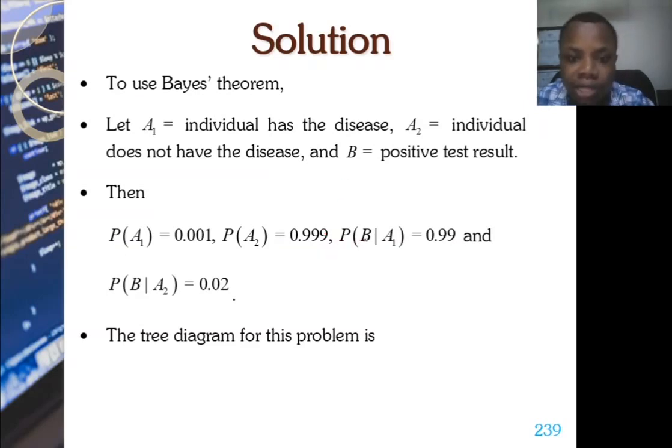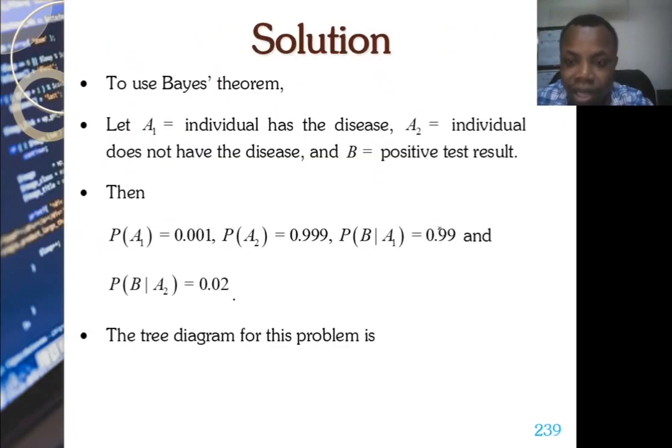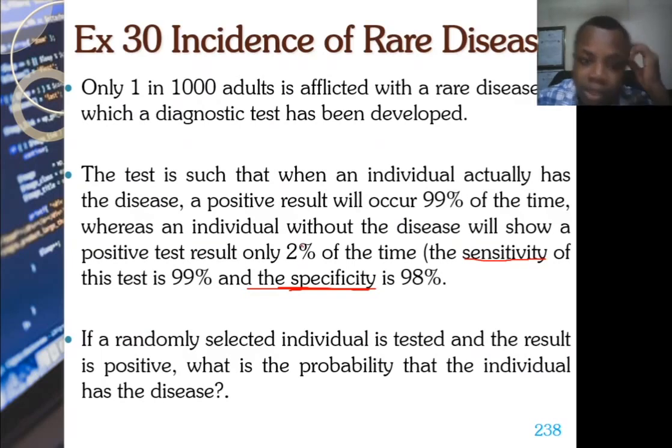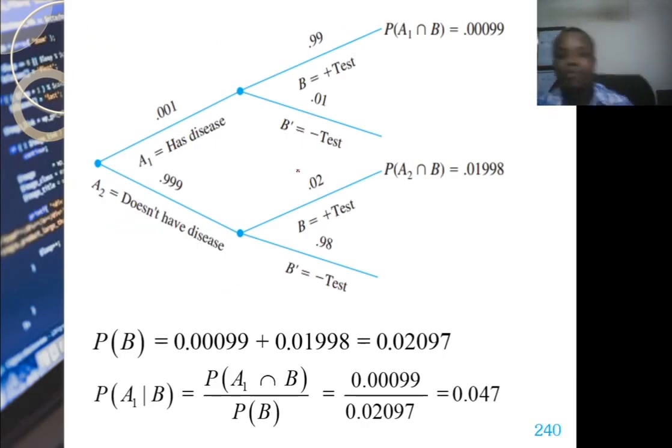Now the probability that the test is positive, given that the person really has the disease, we have that to be 99%, and that is why we are having the 0.99. And the probability that the test is positive, given that the person does not have the disease, is equal to 2%, which we have to be 0.012. Now let's see how we get to represent this on the tree diagram.